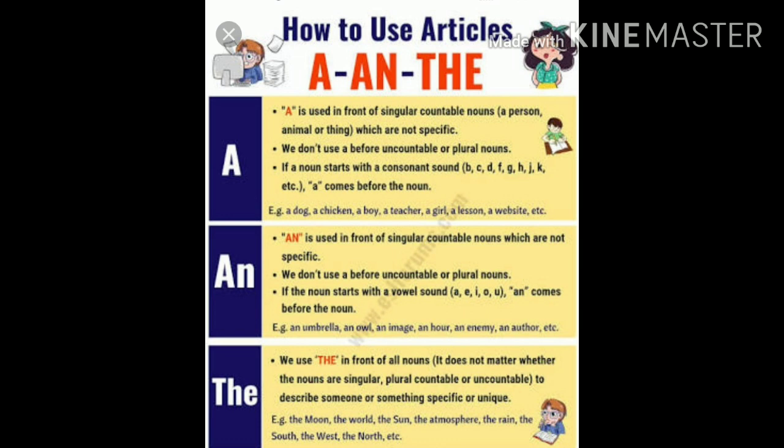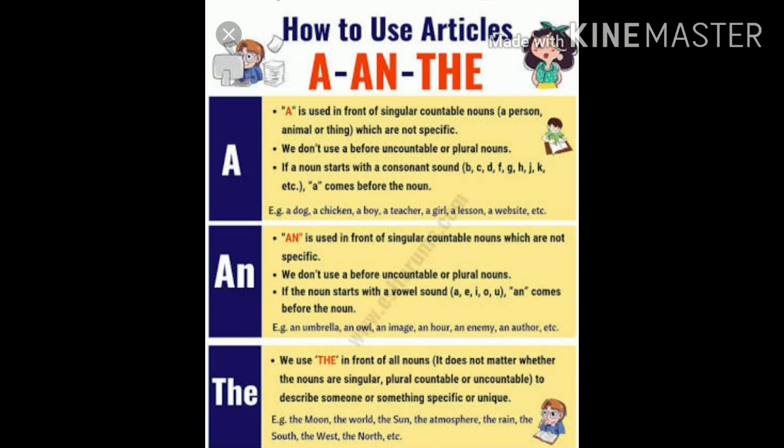How to use articles a and the. A is used in front of singular countable nouns, a person, animal, or thing which are not specific. We don't use a before uncountable or plural nouns. If a noun starts with a consonant sound like B, C, D, F, G, H, K, J, etc., a comes before the noun. An is used in front of singular countable nouns which are not specific. We don't use an before uncountable or plural nouns.